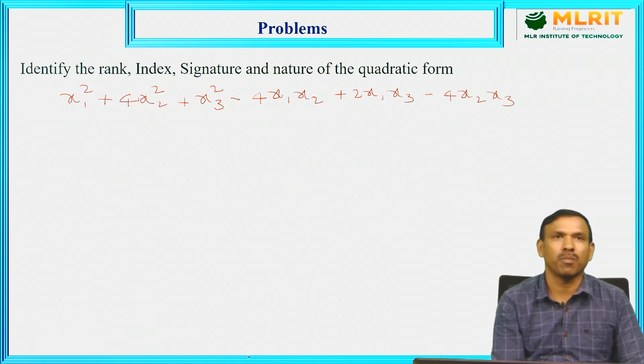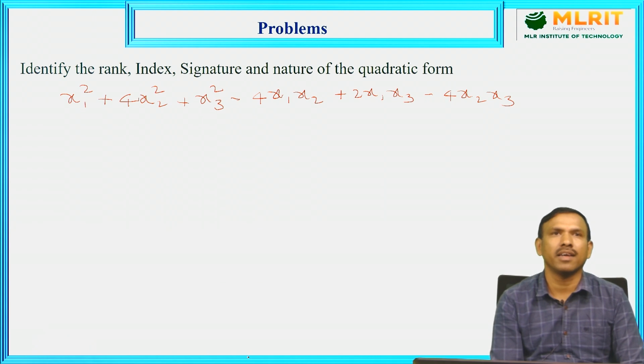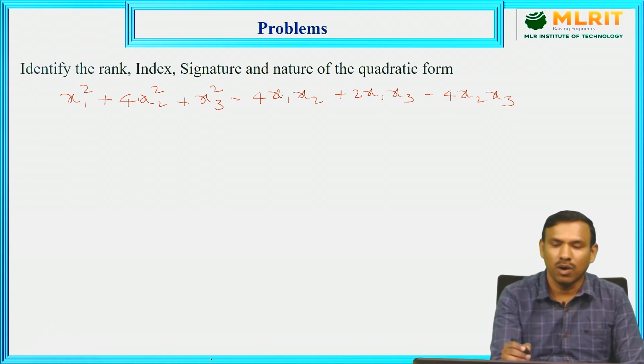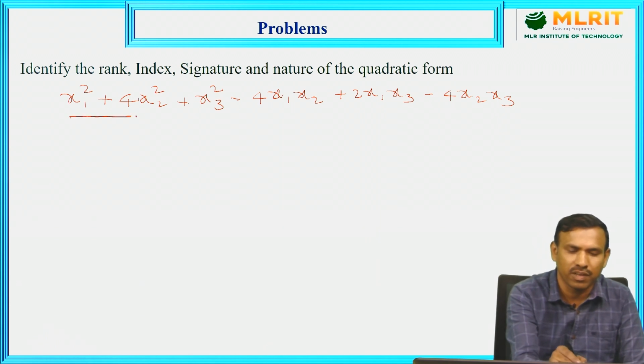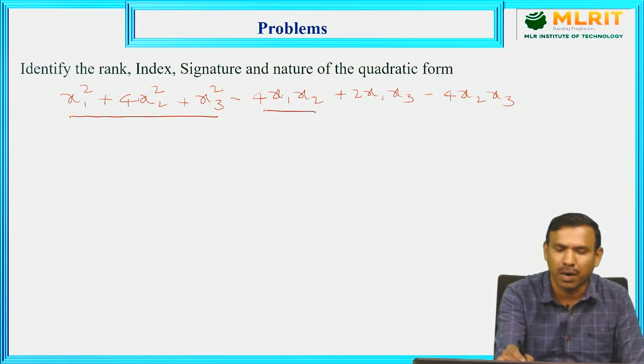Next, let us do one problem. I have written one problem here. Identify the rank, index, signature and nature of the quadratic form. So far, whatever properties we discussed, it is asking about one quadratic form. Can I say it is a quadratic form? Yes, clearly we can say it is a quadratic form, because all terms are of the second degree, and the remaining products are also second degree.